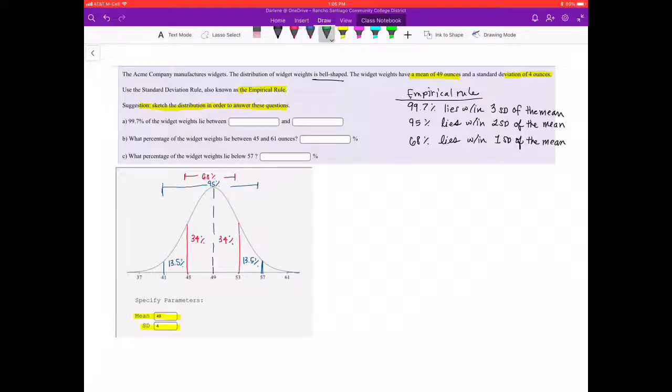3 standard deviations from the mean gives us 37 to 61, and that tells us that 99.7% of our data lies between 37 and 61 ounces. And this little area from the 95 to 99.7% is 2.35%.